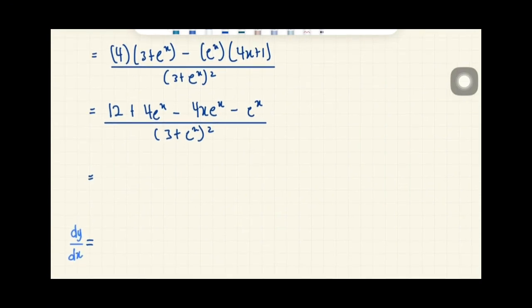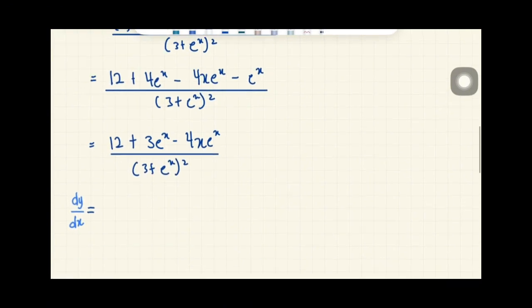Next, we have to simplify it. We got 12 plus 3e^x minus 4x e^x divided by (3 plus e^x) squared. We can still simplify it by factoring out e^x. So we got 12 plus e^x(3 minus 4x) divided by (3 plus e^x) squared. So now that's the answer for the next question.